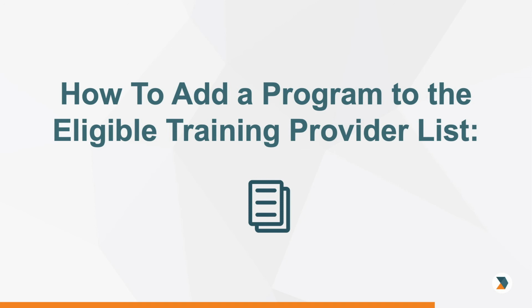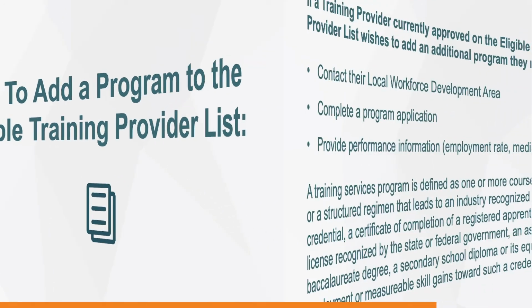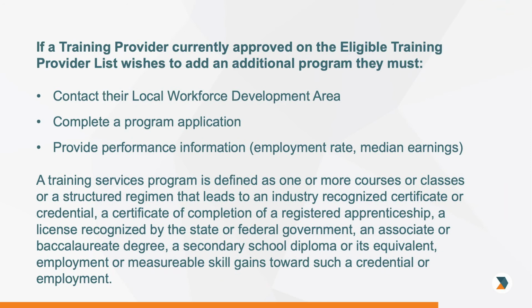How to add a program to the ETPL. If a provider is currently on the ETPL and wishes to add an additional program to their list, they must contact the local area and complete the program application as they did with their previous programs. The same information they provided before will be needed for this new program. If the program is approved, again, it's approved only for 1 year at that point, and then it'll be reapproved or reevaluated once the year is up. So again, some of the information they're going to need will be performance information, the credential description, the description of what the program is, and cost information.